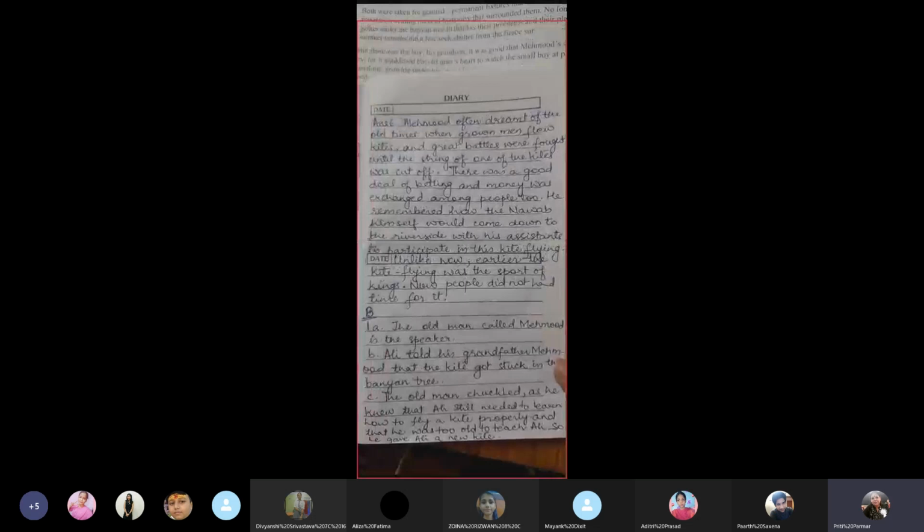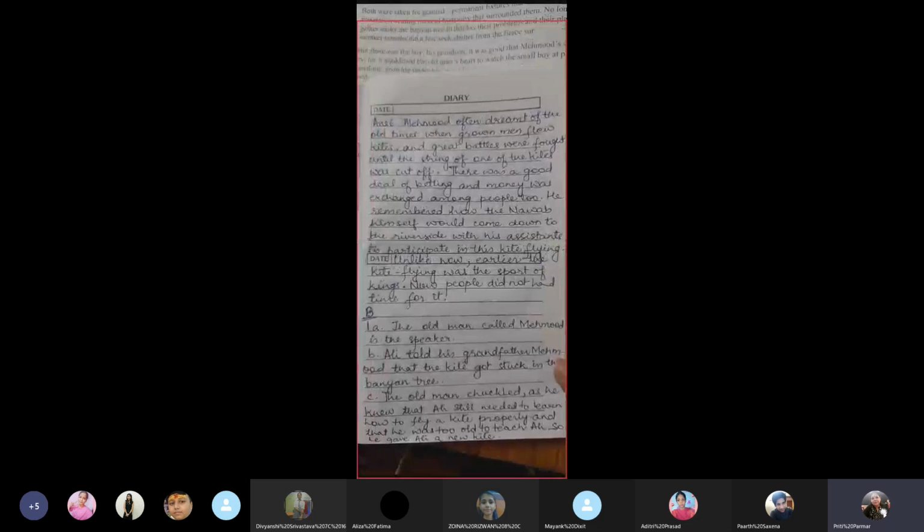Now, 1C, the old man chuckled as he knew that Ali still needed to learn how to fly a kite properly and that he was too old to teach Ali. So he gave Ali a new kite. I repeat this last part because it might not be very clear in my writing. The old man chuckled as he knew that Ali still needed to learn how to fly a kite properly and that he was too old to teach Ali. So he gave Ali a new kite.